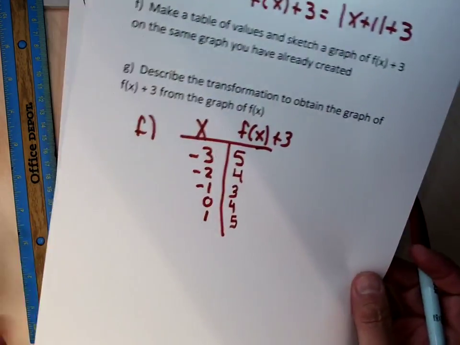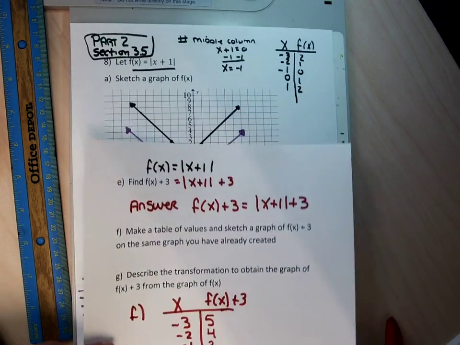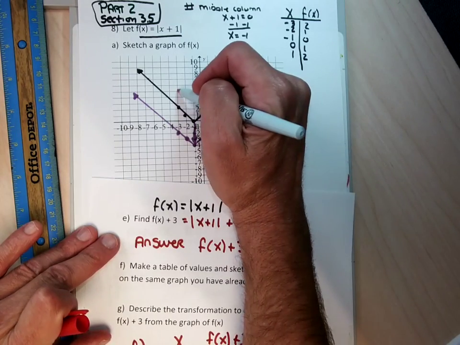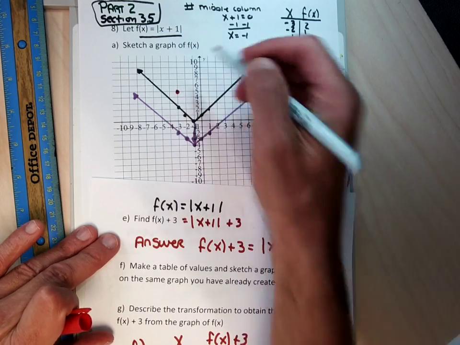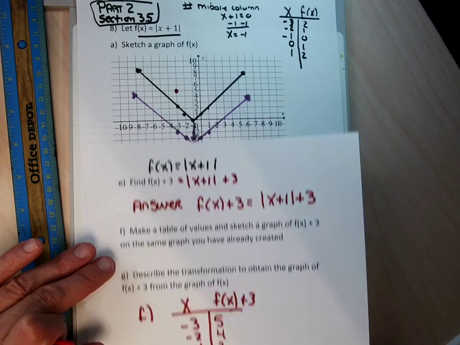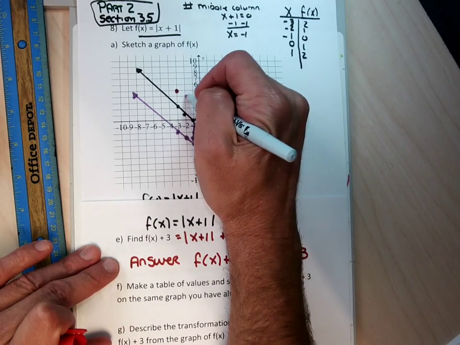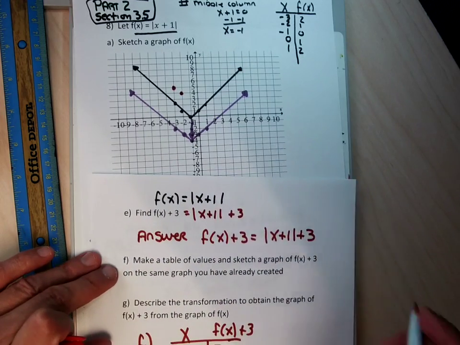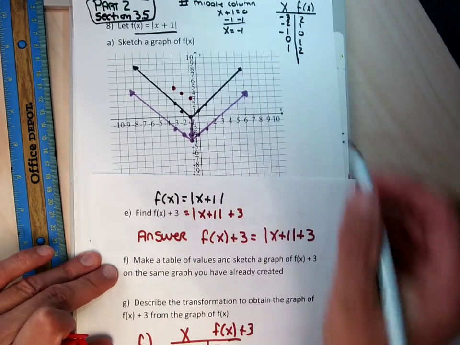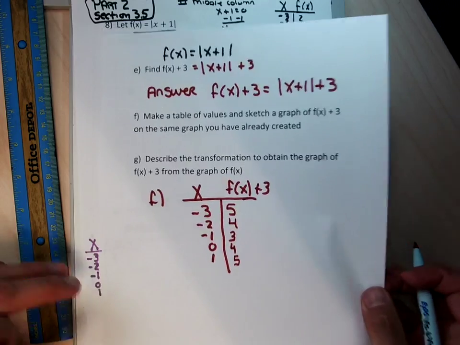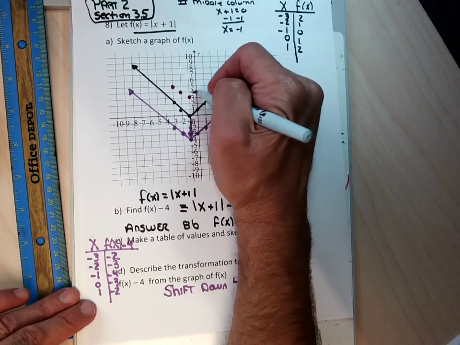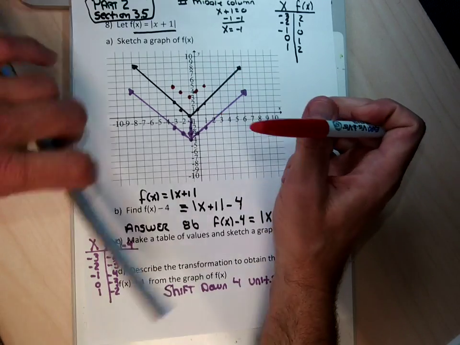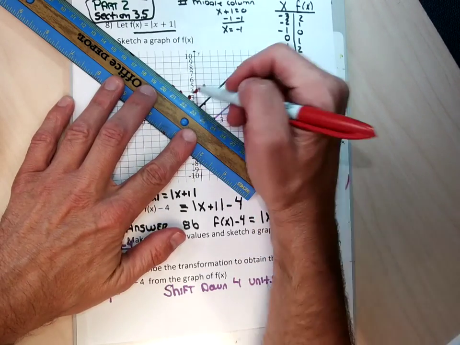So now my graph is going to have the point -3, 5 first. So -3, positive 5. And then the next one is -2, 4. And then negative 1, 3, and then 0, 4, and 1, 5. Get another V, because absolute values come out to be V's.